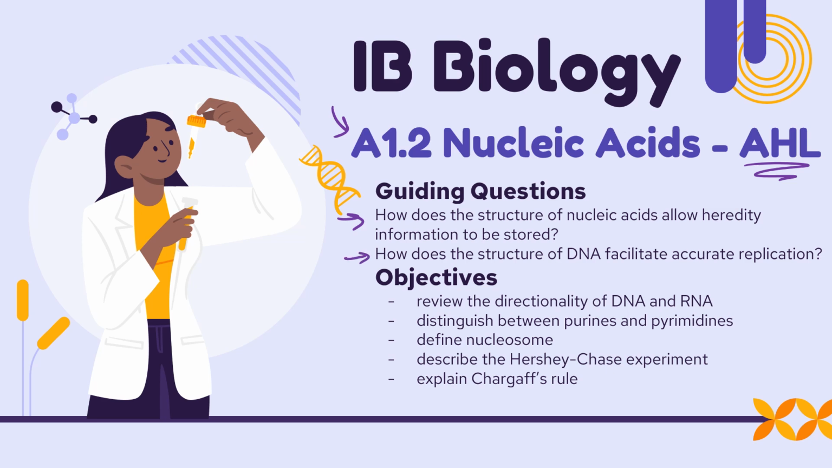Our objectives for today: we are going to review the directionality of DNA and RNA, that 5', 3' stuff. We're going to distinguish between purines and pyrimidines, those nitrogenous bases. We're going to define nucleosome. Then we're going to look at a couple investigations that helped us understand DNA a little bit better, the Hershey-Chase experiment, and then Chargaff's rule.